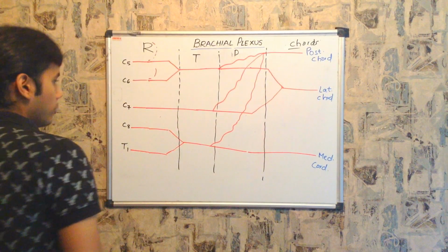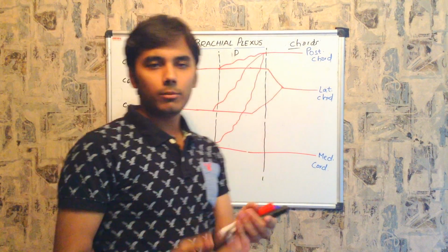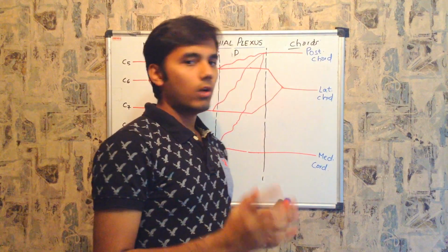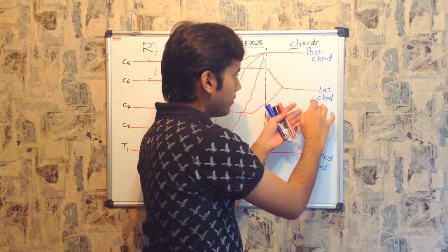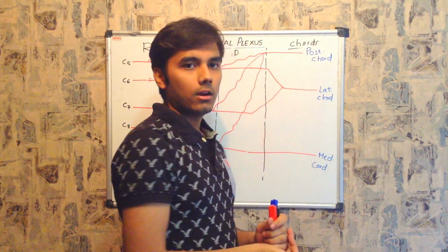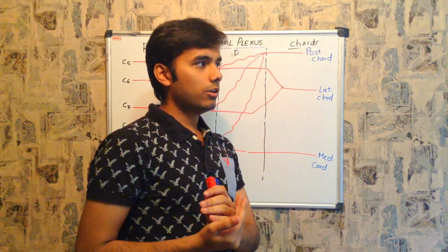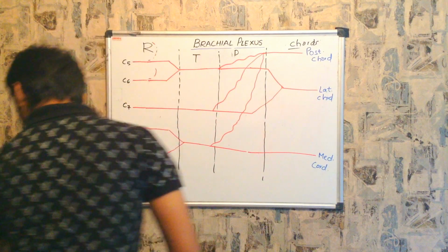So this is the entire brachial plexus, and now we will look at the branches of the brachial plexus. You need not remember the branches in a diagrammatic fashion. They may just ask you what are the branches of the brachial plexus coming from the posterior cord, the lateral cord or the medial cord. Just remember the branches. I will be giving you a mnemonic for remembering these branches.